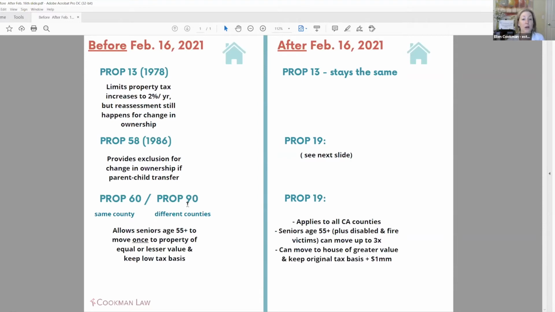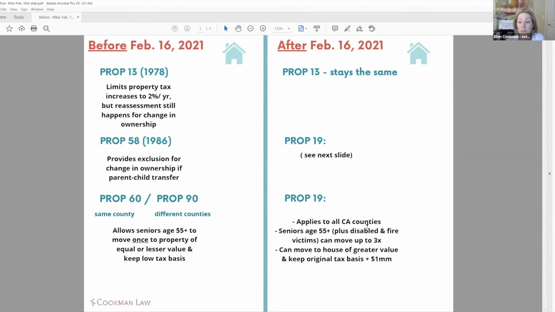Now, Prop 60 and Prop 90 were actually expanded. So Prop 58 was restricted, but Prop 60 and Prop 90 were expanded. So now all California counties are covered. So if you have a retired couple that wants to move down to Carmel, they can. And also they can buy a house that's the same or greater value and take that same low property tax base and up to $1 million more can be covered, okay? So it's nice that it provides more flexibility. It's not just for downsizing, it's for any type of move.